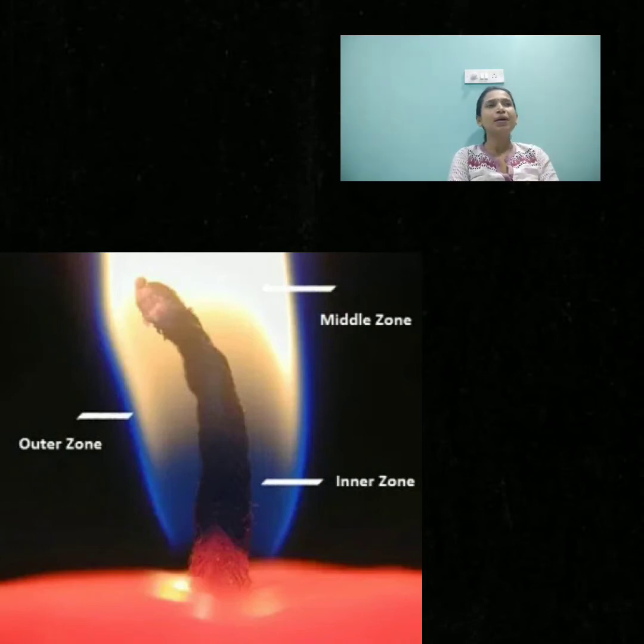Now we will discuss the third part of the candle flame, that is the outer zone of complete combustion. So this is the zone where complete combustion takes place. This makes this region the hottest one. The color of this zone is blue, that is non-luminous, and it has the highest temperature.